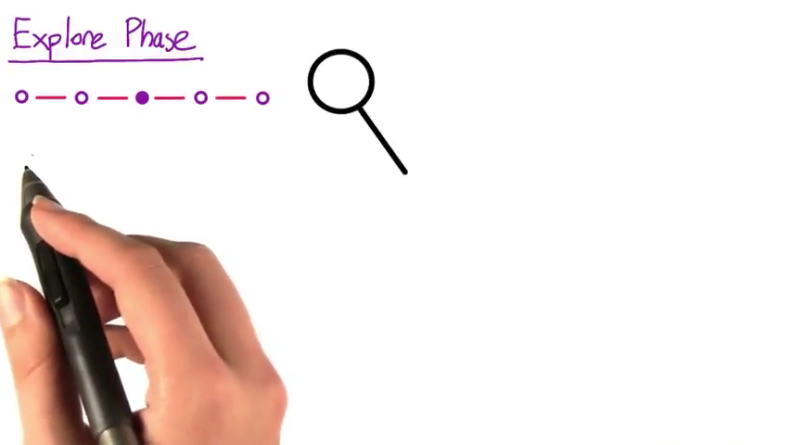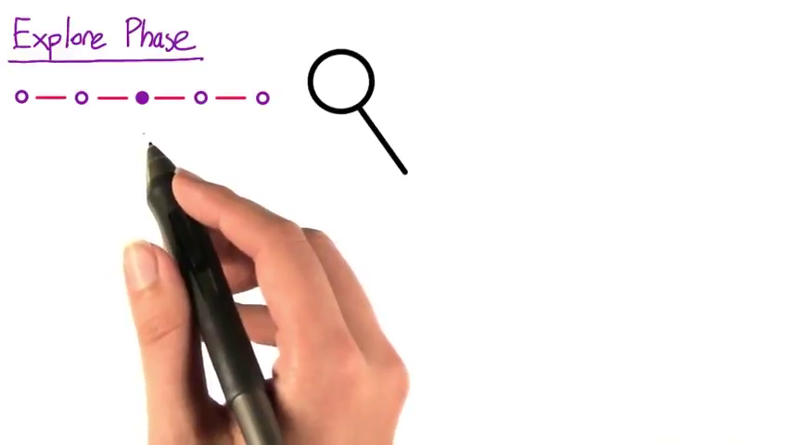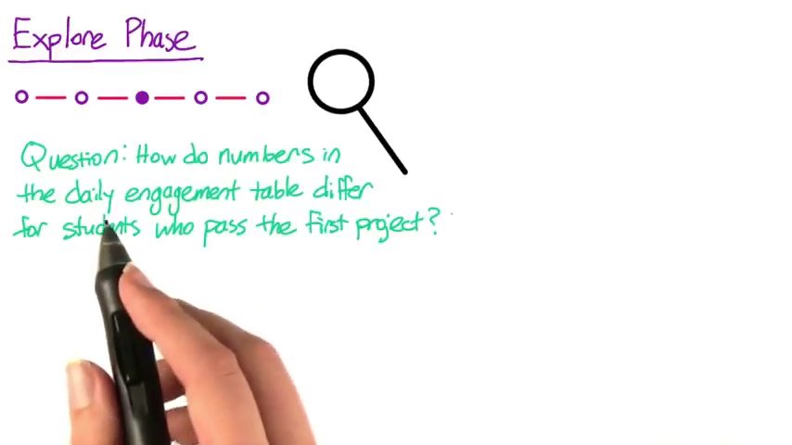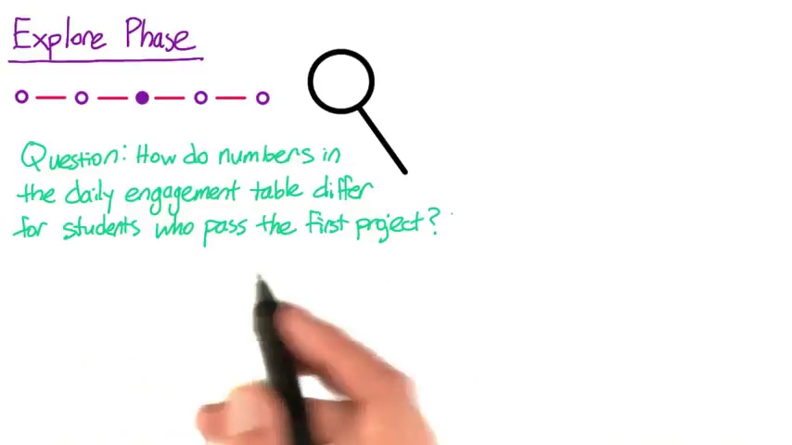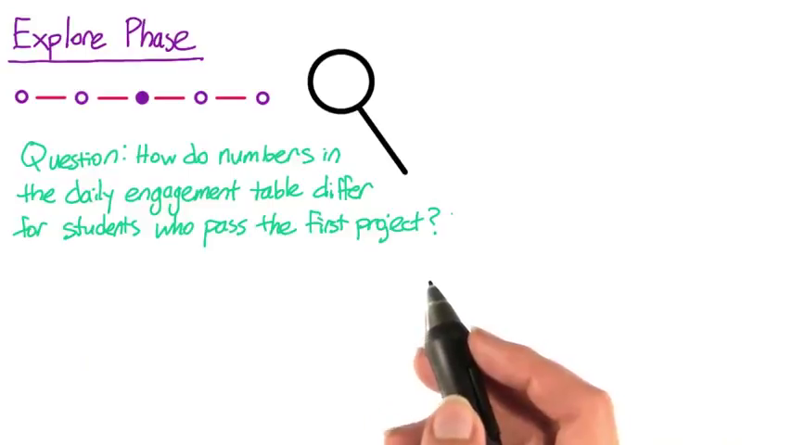At this point, I'm going to move on from the wrangling phase to the exploration phase, although of course I might find more problems later and need to fix them. What I want to look at first is how the numbers in the daily engagement table differ for students who eventually pass the first project versus those who don't.